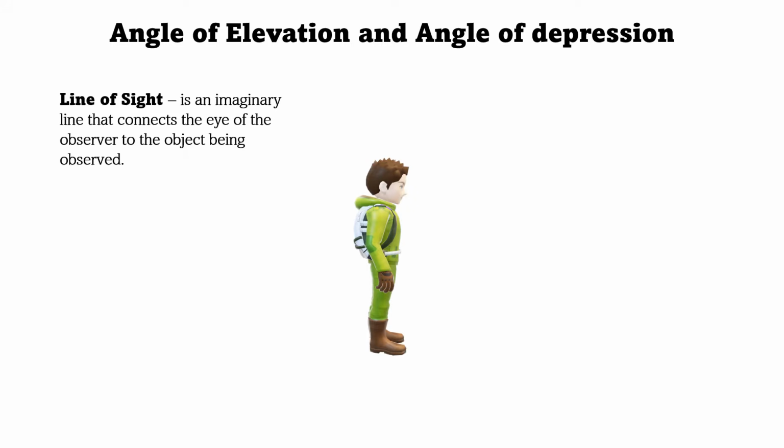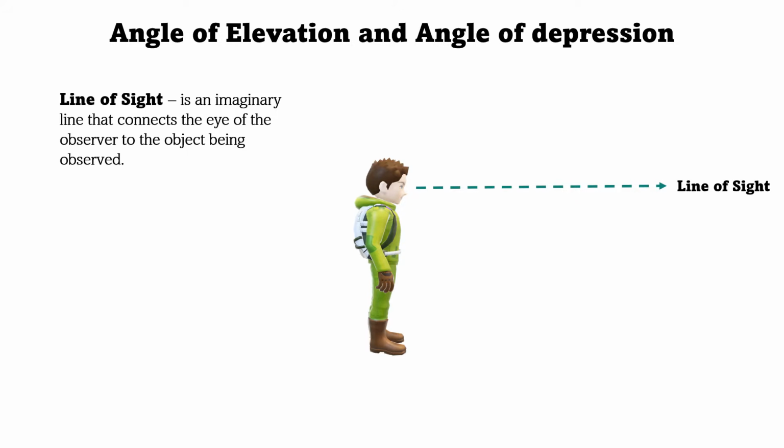We have the line of sight. The line of sight is defined as the imaginary line that connects the eye of the observer to the object being observed. If there was a boy standing and looking at an object, the imaginary straight or broken line in the figure is what we call the line of sight.